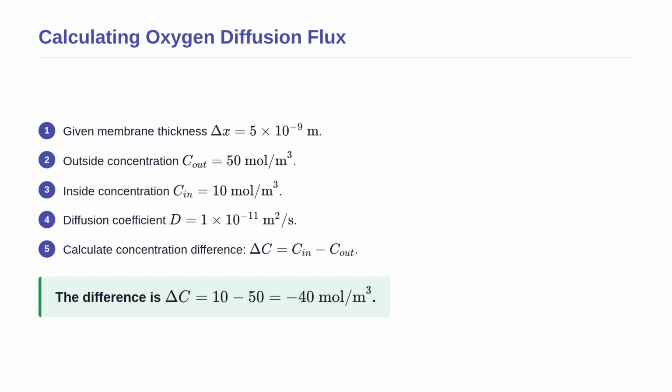Our first step is to calculate the concentration difference, delta C, by subtracting the outside concentration from the inside concentration. This gives us -40 moles per cubic meter. The negative value confirms the gradient points inward.